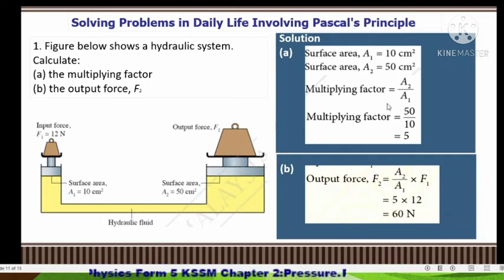So I hope you know how to relate these two questions, A and B. Okay? Because from the formula that we get from the Pascal principle, F2 equals A2 divided by A1 times F1. So A2 divided by A1 actually is the multiplying factor. So you can just multiply straight away from here.